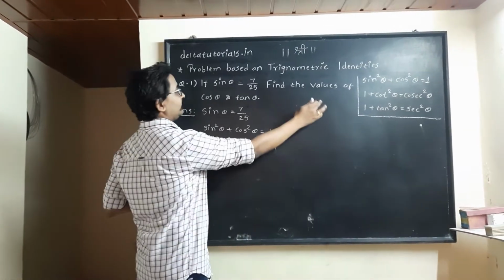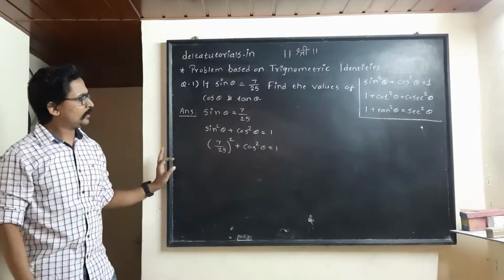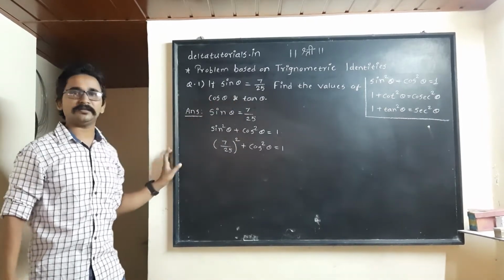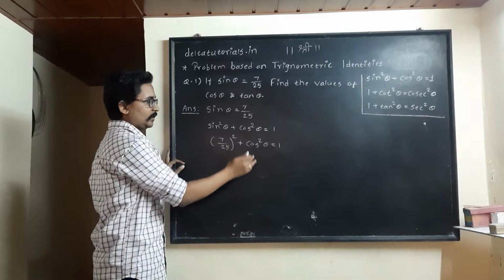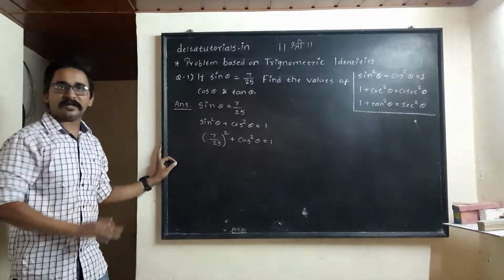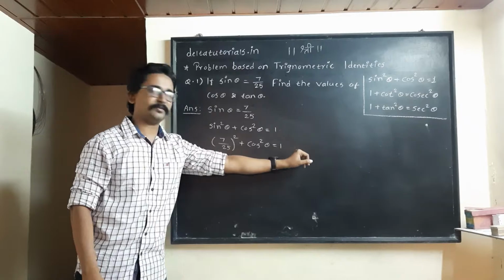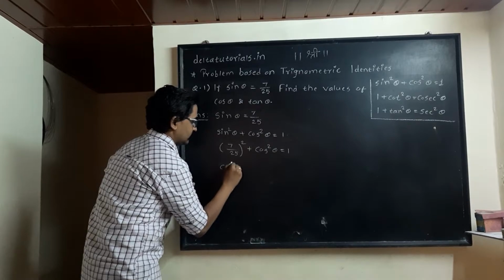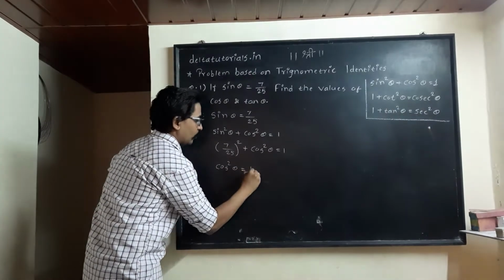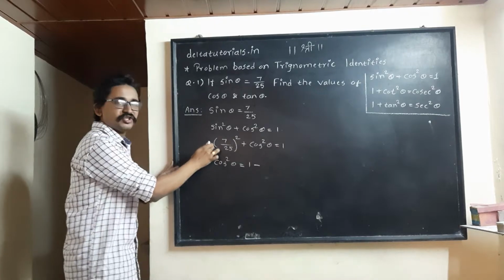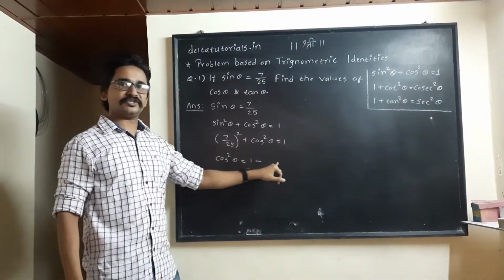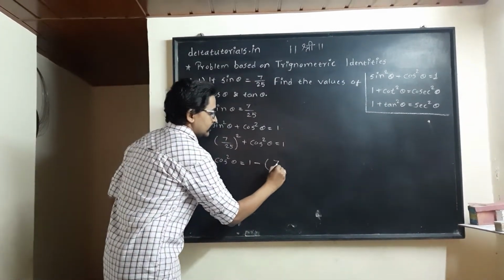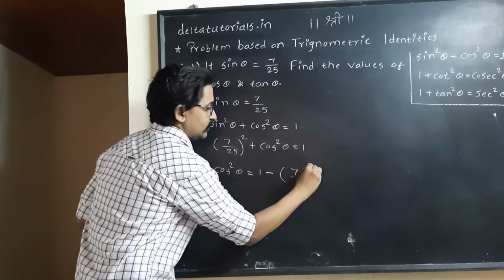Now we need to find the value of cos theta and tan theta. First of all, we will find the value of cos theta and then we will find the value of tan theta. For finding the value of cos theta, let's keep this cos square theta on the left hand side itself and take this 7 by 25 square to the right hand side. So it will be cos square theta equal to 1 minus (7 upon 25) square, because we are changing the side, so its sign will also change from plus to minus. That's why the minus sign is taken over here.